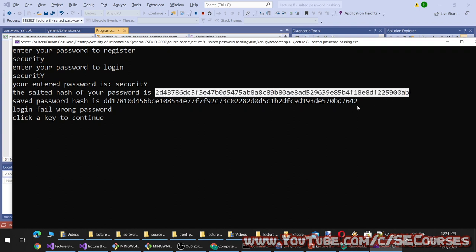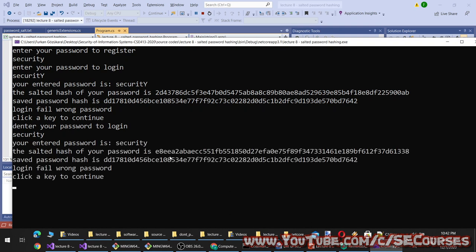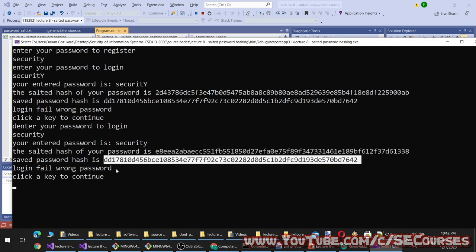It is completely different with just one character being different. So it says login failed and I will continue. This time I will add a space character to the end like this and I will click enter. So you see it is completely different again. This is how salt hashing works. Okay. And with salted hashing, I am preventing rainbow tables as well. And if you remember rainbow tables, they were pre-computed hashes of common passwords to check against them. And if you use a salted hash, it would be even more secure.